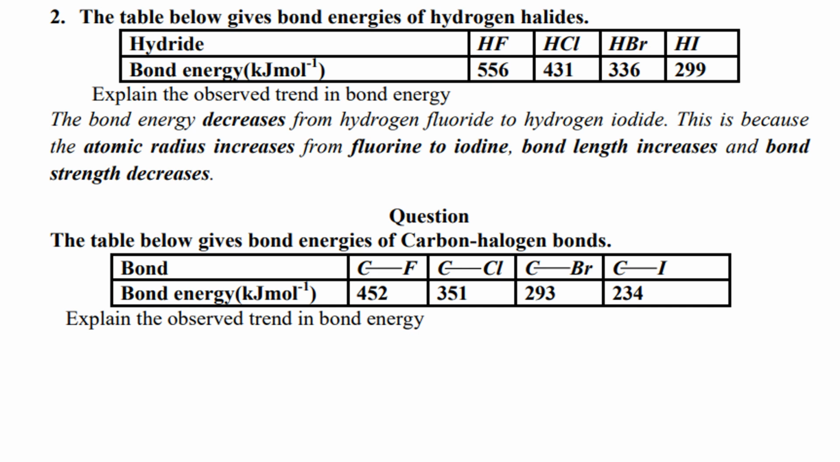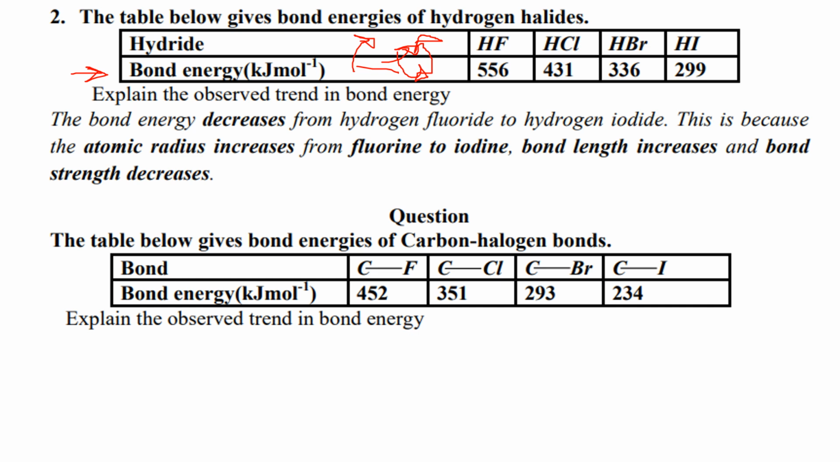For question two, we are given a table below containing bond energies of the hydrogen halides. Remember that bond energy is universal. Bond energy can be defined in terms of dissociating or in terms of forming a bond. In thermochemistry, when you're forming a bond, energy is given out, but when you're breaking, energy is required. If you define bond energy in terms of bond formation, you say this is the energy given out when 1 mole of a covalent bond is formed from its constituent gaseous atoms.